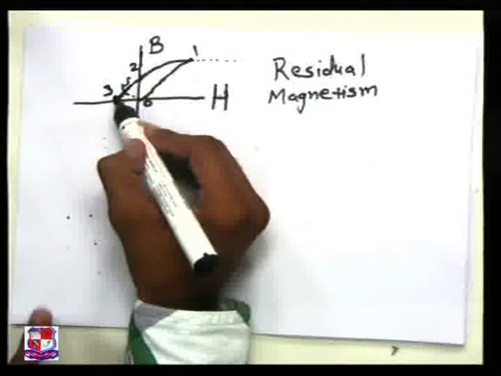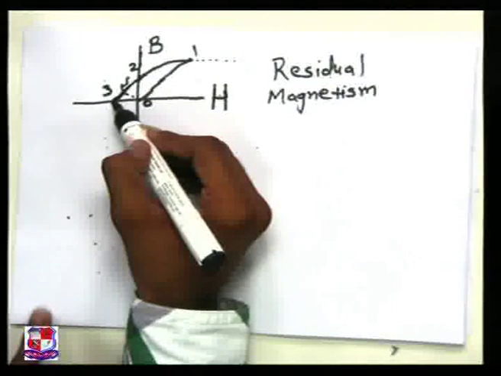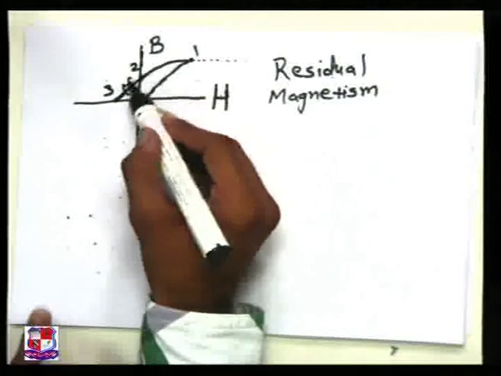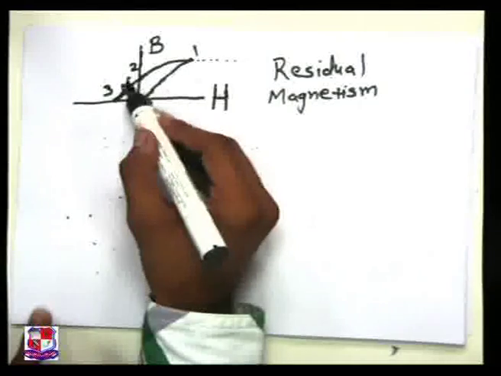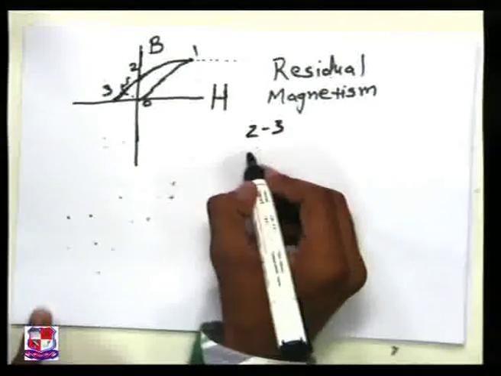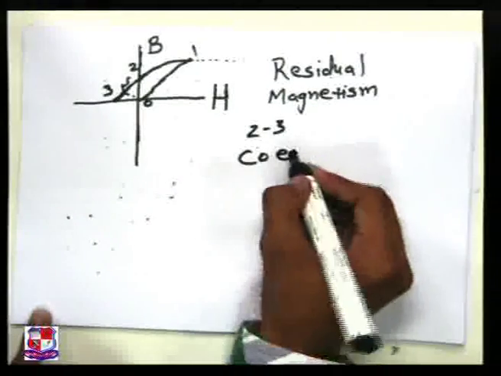It means that the iron bar is fully demagnetized here. The force taken to unmagnetize the iron bar, which is in portion 2 to 3, is known as coercive force.